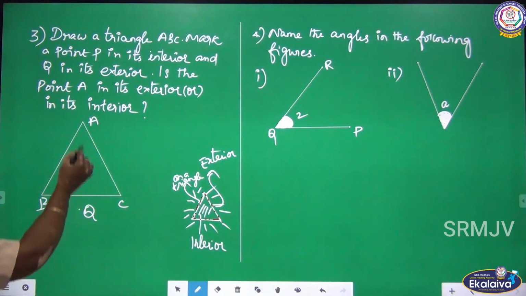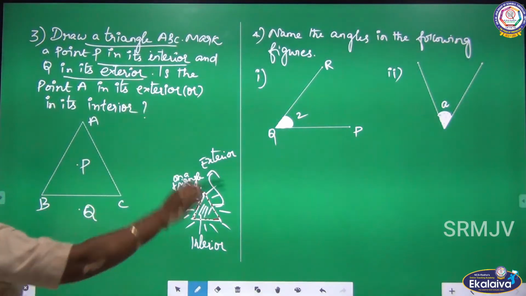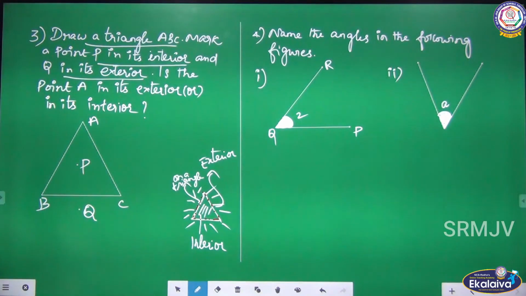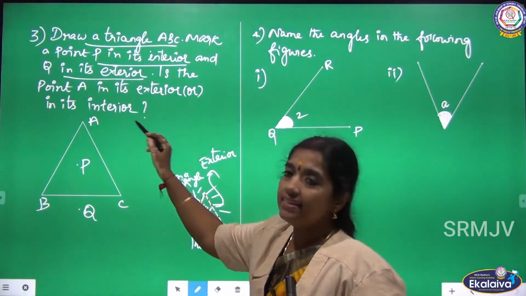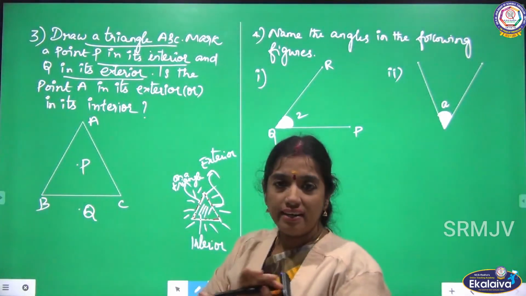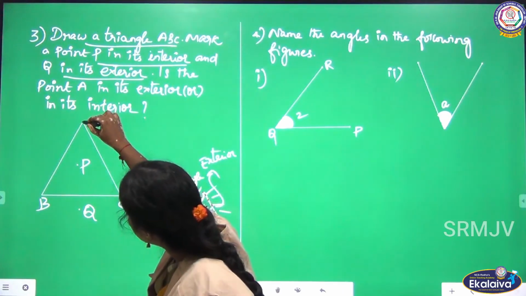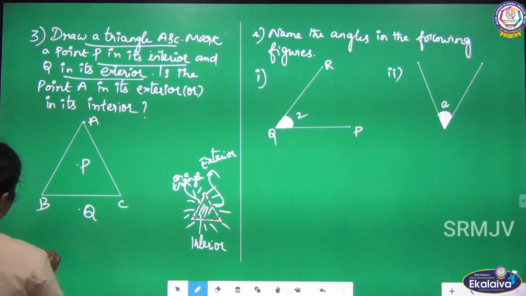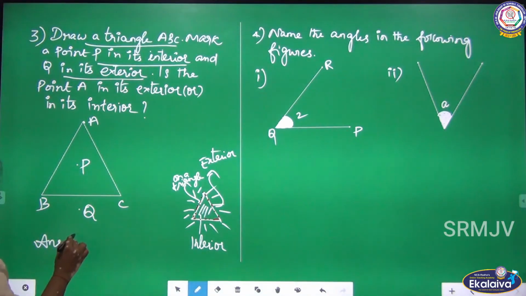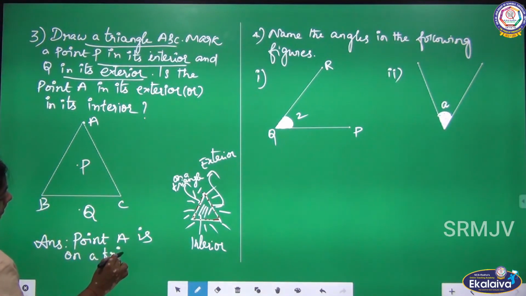Now my first point, draw a triangle, is over, the point in its interior is also over, and Q in its exterior is also over. What is given is a point A. See whether the point A is in the interior or exterior. The point is not in the interior, and not in the exterior. It is on the triangle, because this is A. So I am going to write the answer. Listen. Point A is on the triangle.